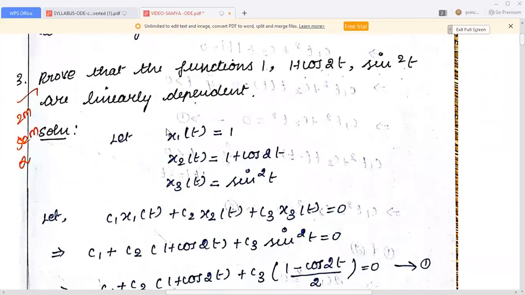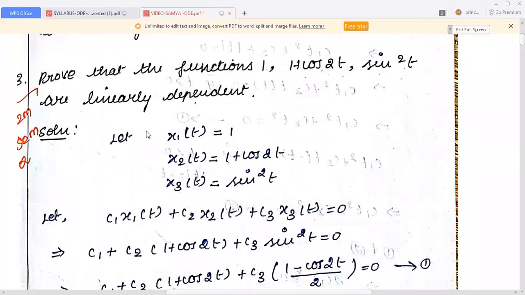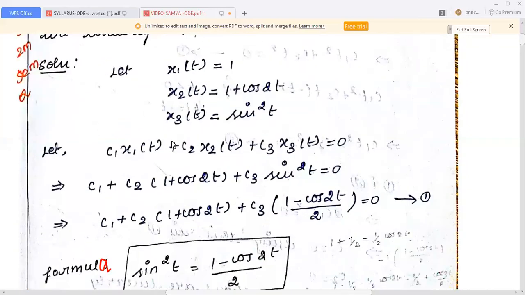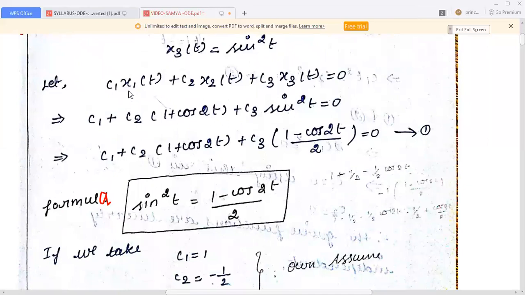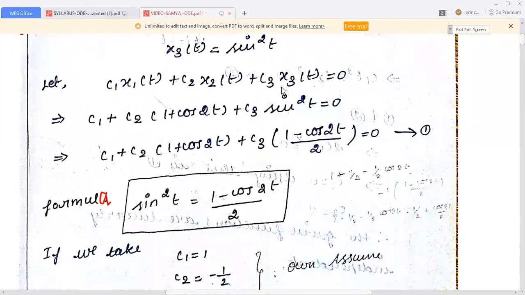Next problem. Prove that the functions 1, 1 plus cos 2t, sin square t are linearly dependent. Now we write the solution. So we take the three functions as x1 of t, x2 of t, and x3 of t. Now we take the linear combination, that is C1 into x1 of t plus C2 into x2 of t plus C3 into x3 of t equal to 0. Now we can substitute the values of x1, x2, x3. So we get this result.